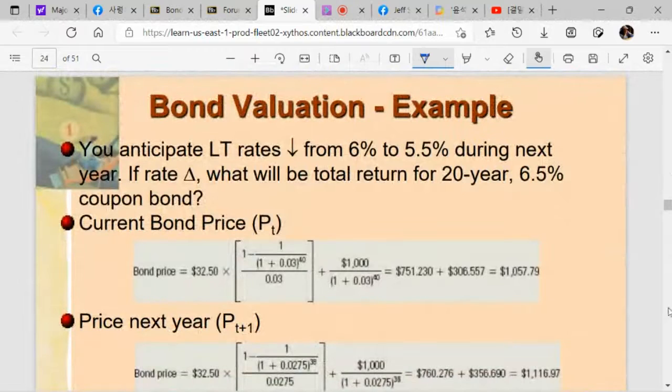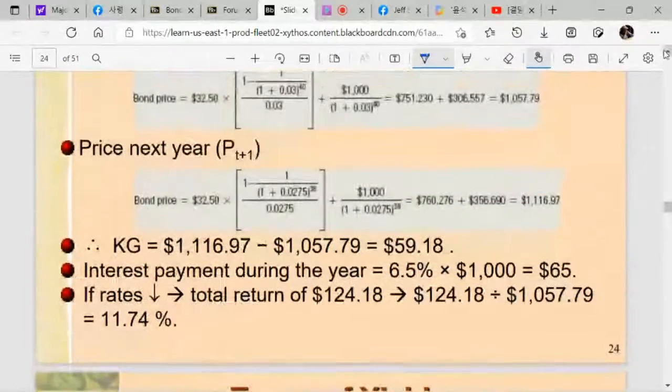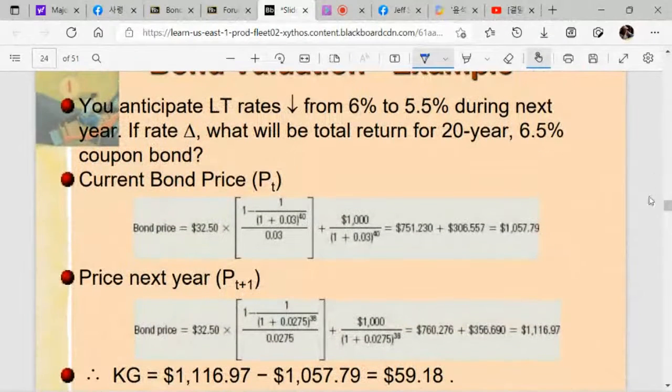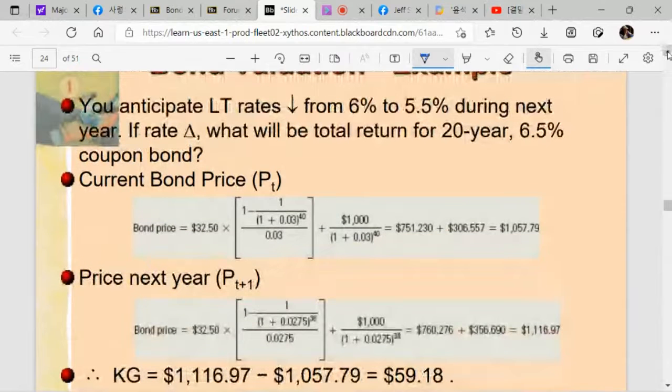I believe we talked about this. I think we need to talk about. Did we? I believe we talked about this, didn't we? Basically, how you predict the future interest rate movement, and how you take advantage of that to maximize your return on the bond.